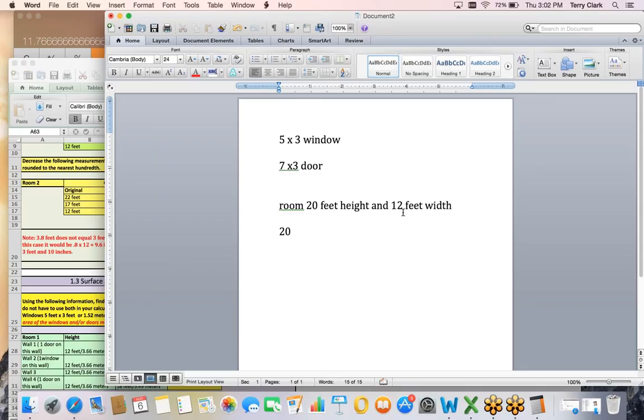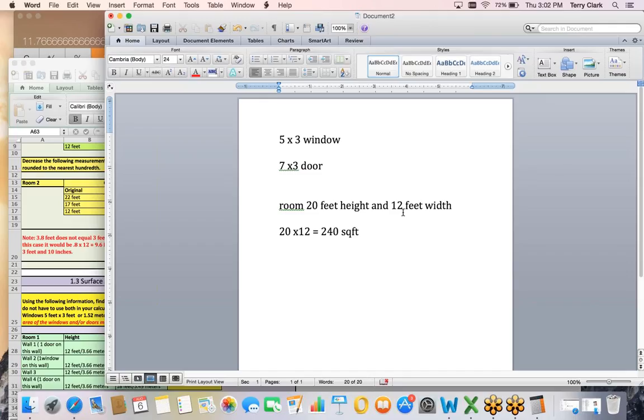So we're going to go 20 times 12, and then that's going to give us 240 square feet for the room. So you can go SQFT, and then that'll be the room for you. So we just say 20 times 12 is 240.